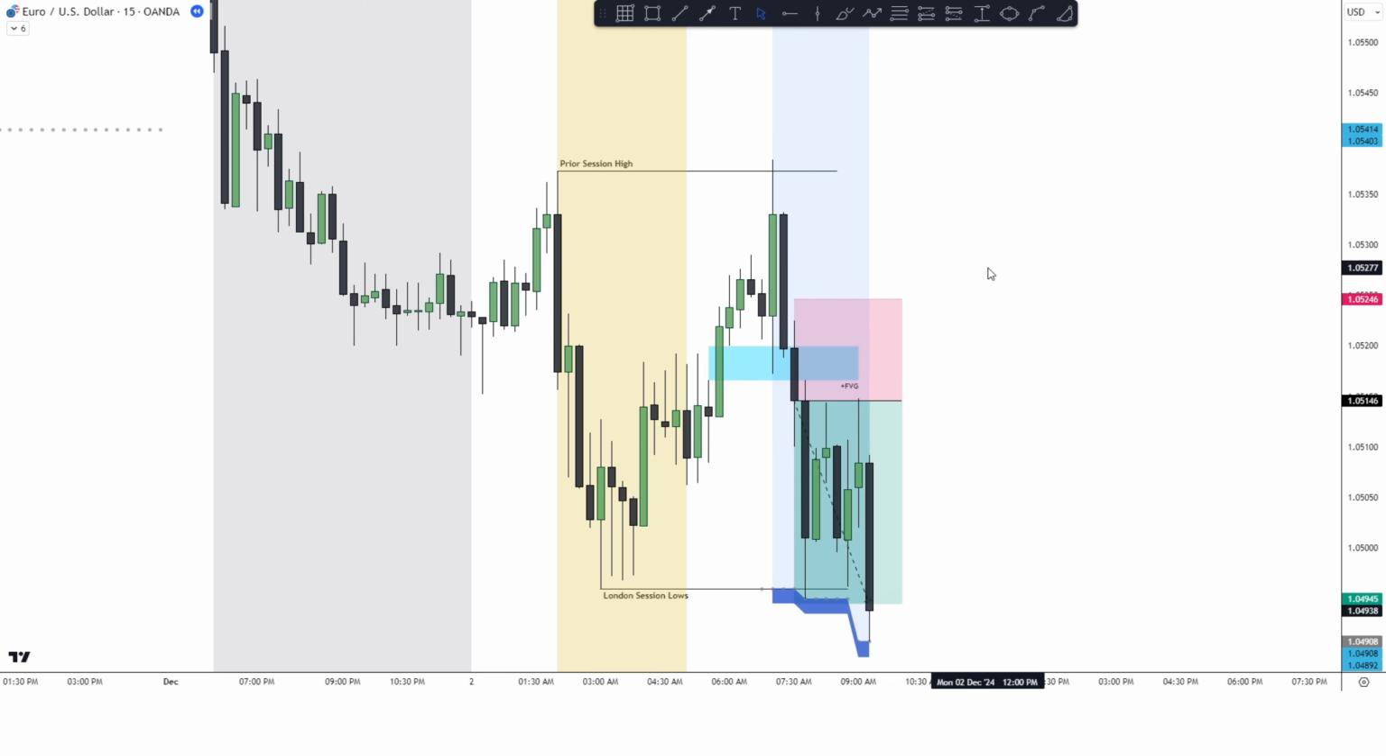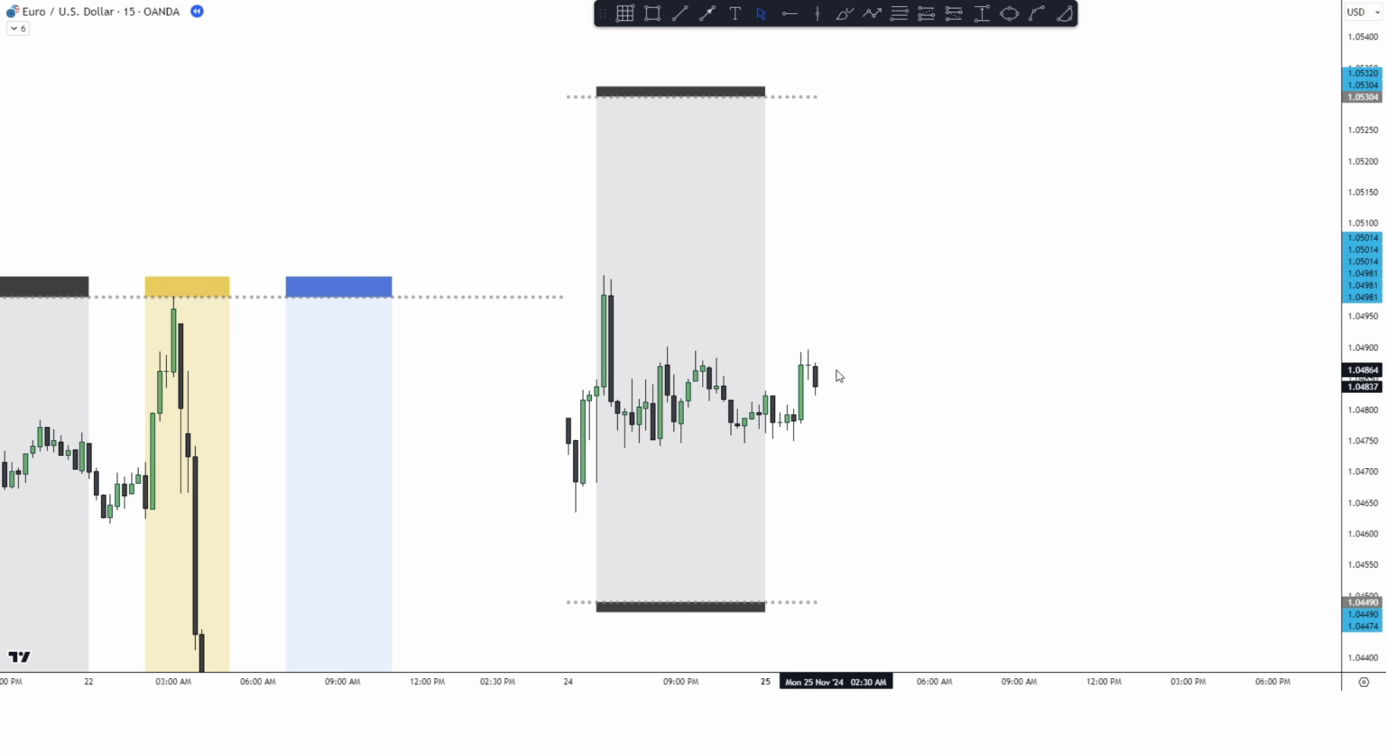Trading can be very simple if you allow it to be. The more that you try to overcomplicate it, the harder it will become. So we're coming into another day here, and we're looking at the London session. And to the left of us, this is the Asia session high and low.